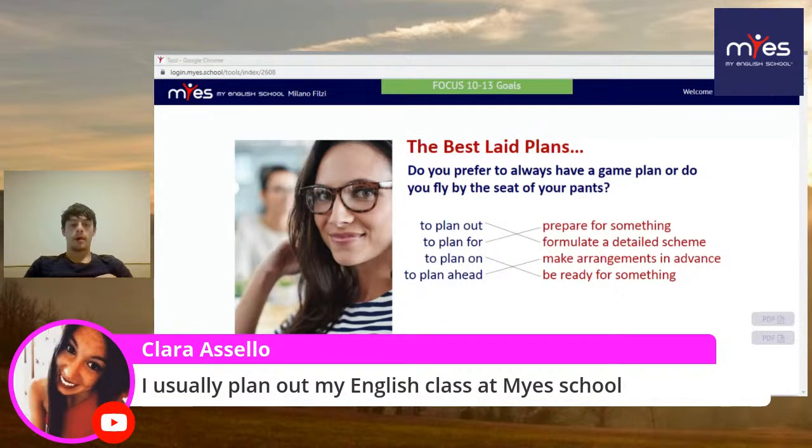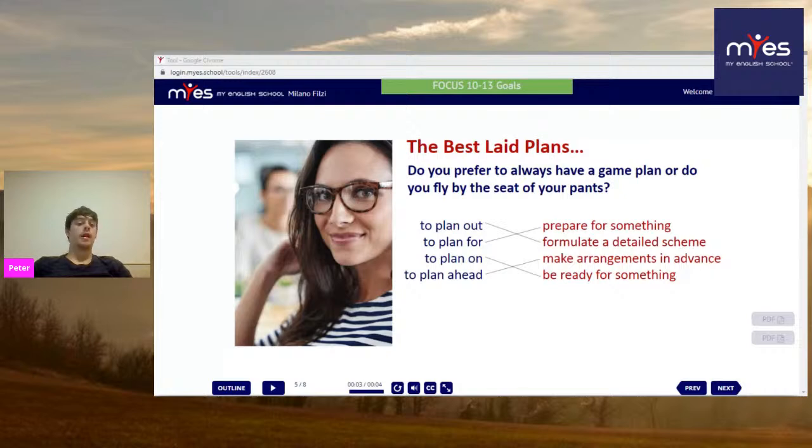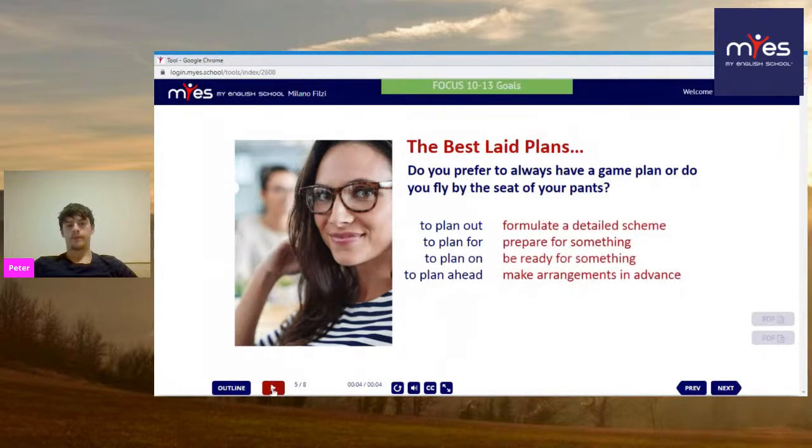Okay. I usually plan out my English class at my English school. Okay, nice. Yeah. So you normally formulate a detailed scheme of your English class. Yeah. I am not the type of person who plans ahead because I think it is very important to live in the moment. But here we have all of the definitions to the phrasal verbs. So at home, if you like, you can take a picture or you can save the screen. But to plan out, formulate a detailed scheme. To plan for, prepare for something. To plan on is to be ready for something, and to plan ahead is to make arrangements in advance.